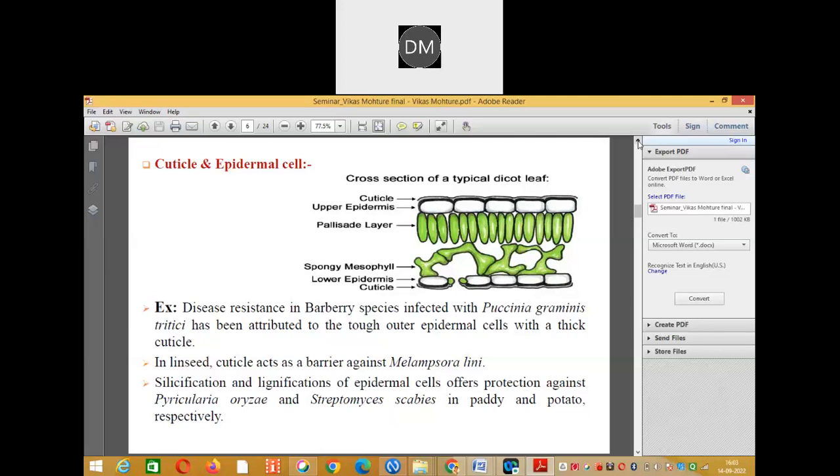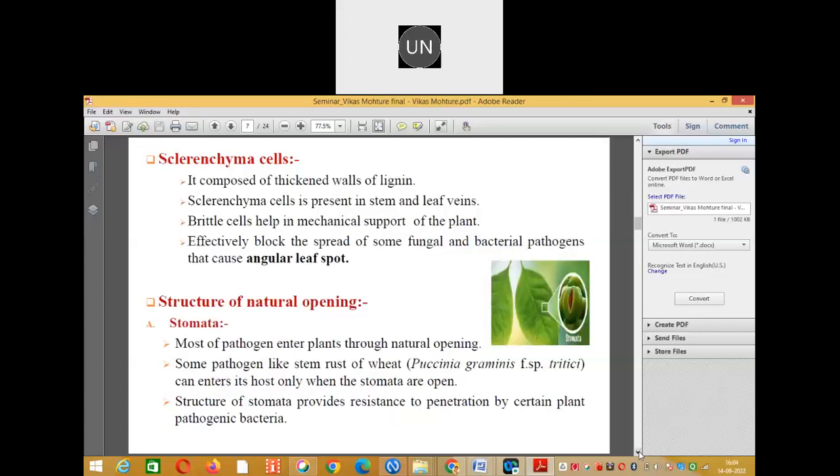In the case of Puccinia graminis, it enters the barberry plant particularly through the cuticle and the epidermal layer. But the barberry plant can protect itself by secreting a tough cuticle, and that's why in most cases the barberry plant does not suffer from such Puccinia species.